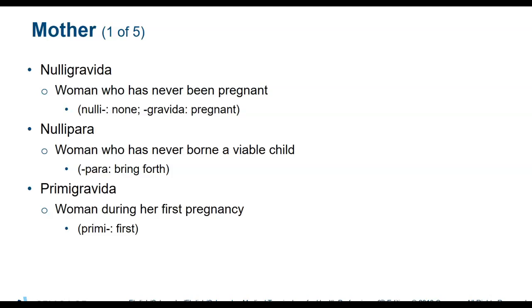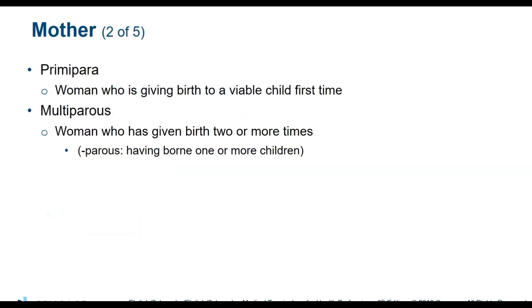Primigravida is a woman during her first pregnancy. Primipara is a woman who's given birth to a viable child for the first time. And multiparous is a woman who's given birth 2 or more times. Okay.